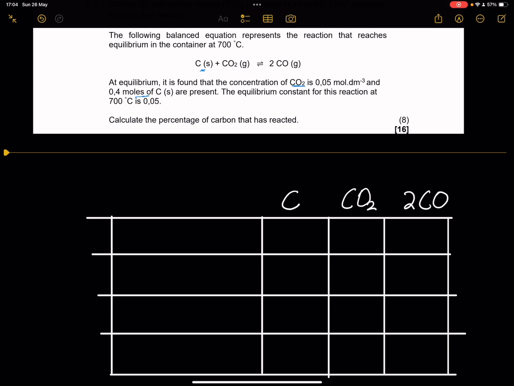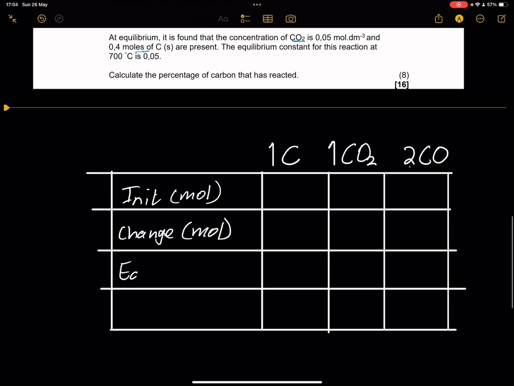Now, ladies and gents, notice the ratios. You've got 1 carbon, and the coefficient for carbon dioxide is 1, and it is 2 for carbon monoxide. So we've got initial, that's in moles. We've got change, that's also in moles. We've got equilibrium, that's also in moles. And we've got our equilibrium concentration, and that's going to be in moles per cubic decimeters.